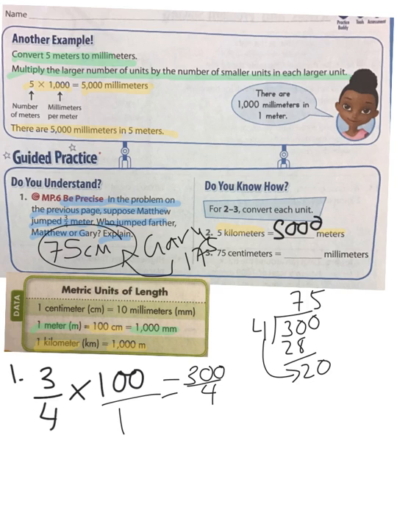And then if we want to know if we have 75 centimeters, how many millimeters would that be? Well, 1 centimeter equals 10 millimeters, so just multiply by 10 and add a 0. So we get 750 millimeters. All right, go ahead and do the rest of the problems on this page and then come check in with me.